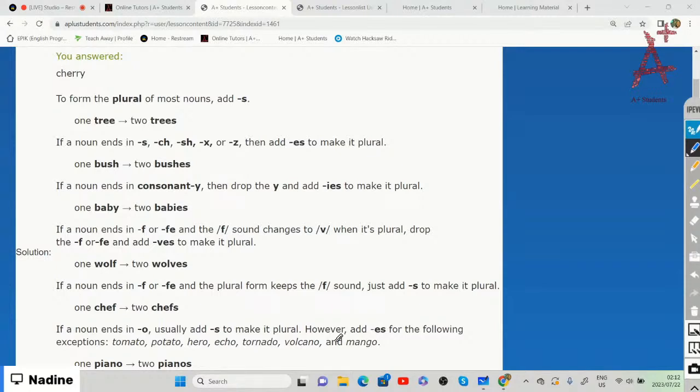We add ES to the word tomato, and the same with potatoes. Heroes, echoes, tornadoes, volcanoes, and mangoes. So basically it is tomato, potato, hero, and then it changes into heroes, echo and echoes, tornado and tornadoes, volcano and volcanoes, and mango and mangoes, right?